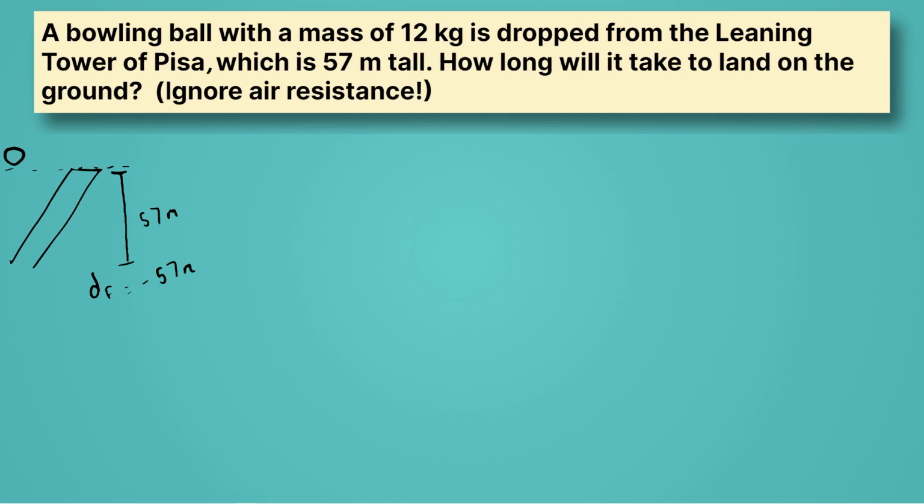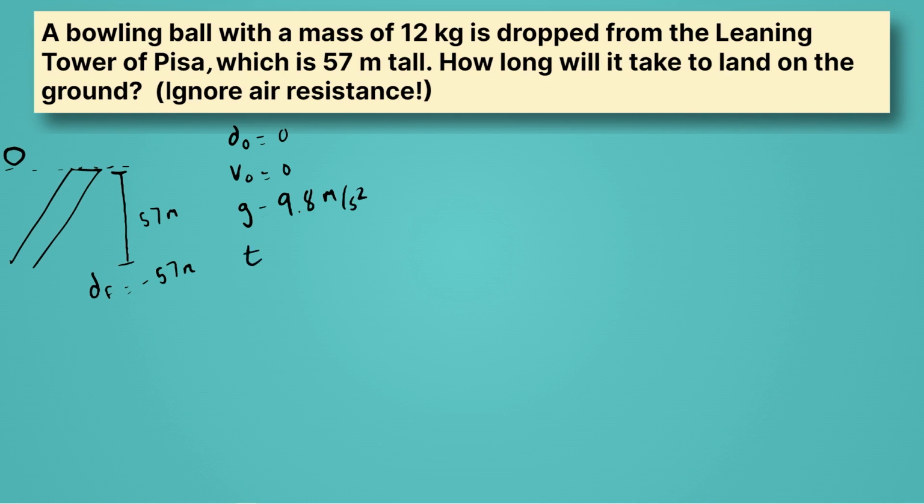All right, let's think about what other things we know. Well, we know the initial displacement. We've defined that as 0. And then we also know the initial velocity. That's going to be 0. We know the gravitational acceleration. It's always on Earth 9.8 meters per second squared. And what we're looking for is how long it will take.